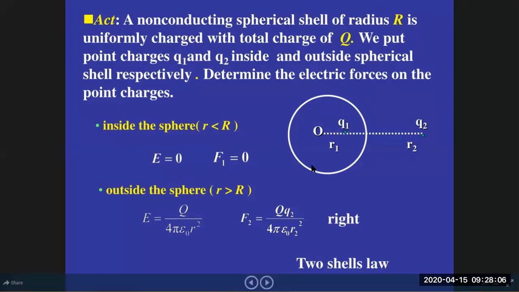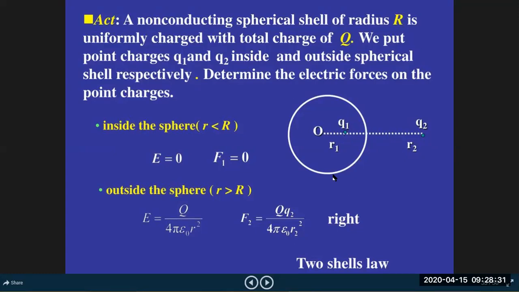Now try to understand. Electric force experienced by the charge Q1 when it is placed inside the non-conducting spherical shell is 0, because inside the shell electric field is 0, therefore no force will be experienced by the charge Q1.